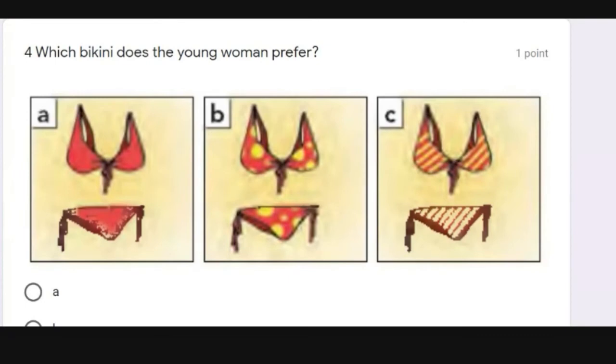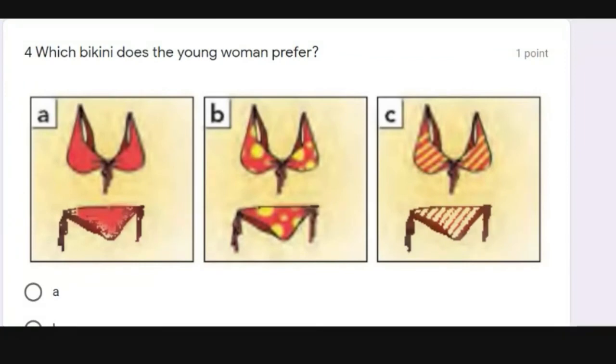Which bikini does the young woman prefer? Which bikini do you think I should buy? I really like the striped one. Well, personally, I think the spotted one looks better on you. Really? What do you think of this plain one? Well, it's okay, but it's not as nice as the spotted one.